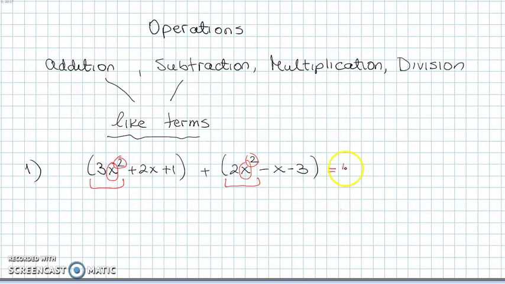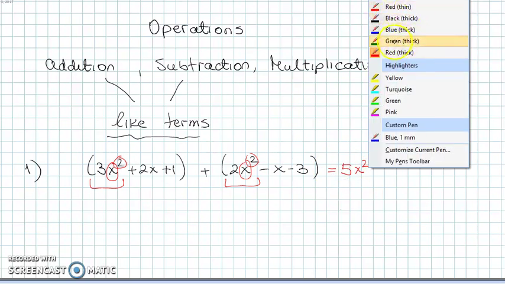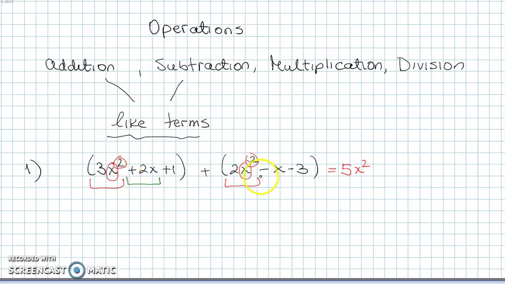So this is going to be equal to 5x squared. Then 2x and negative x are like terms, so this is plus x, and plus 1, negative 3, so this is negative 2. The exact same rule you will apply when you are subtracting polynomials.